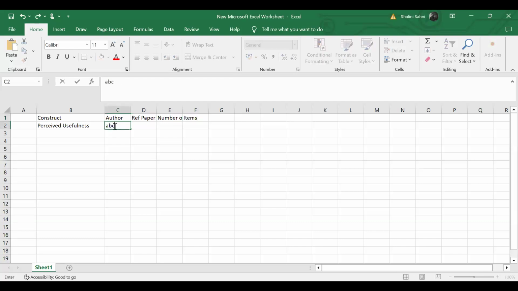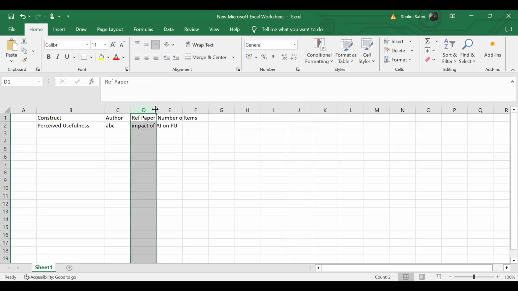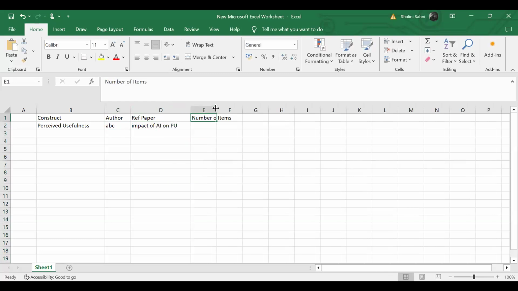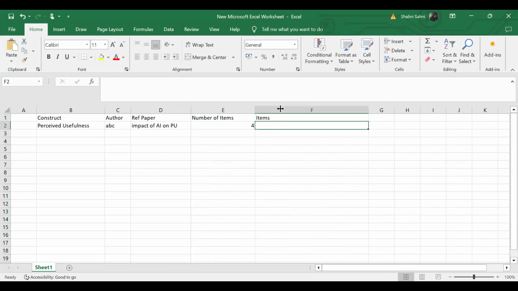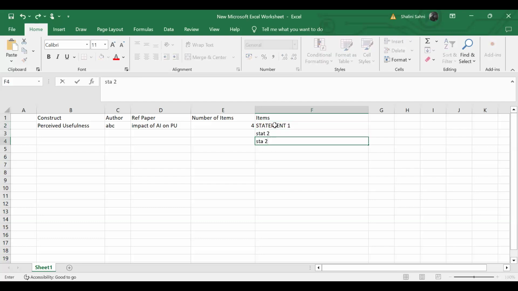Suppose the author is ABC, the paper is whatever, impact of AI on PU or attitude, any paper. Number of items means your statements, how many statements you have. It could be 4, it could be 5. Items here means the statements. So you mention all the statements here, right? Your statements could be statement 1, statement 2, statement 3, and statement 4, right?